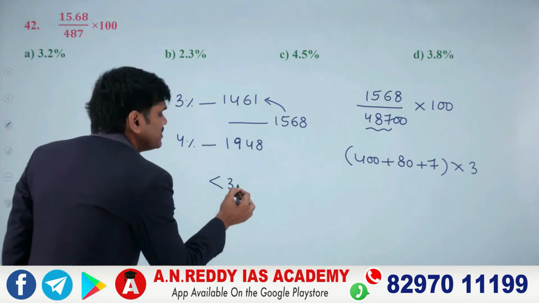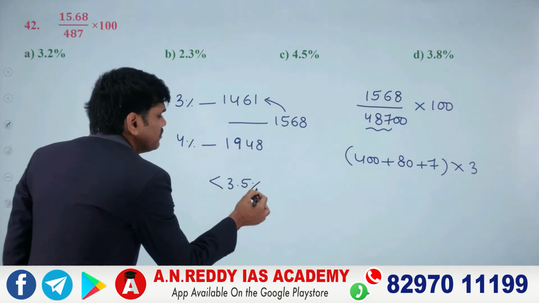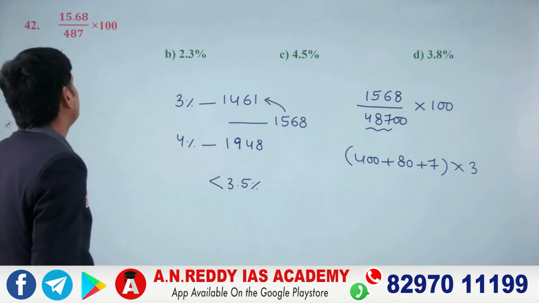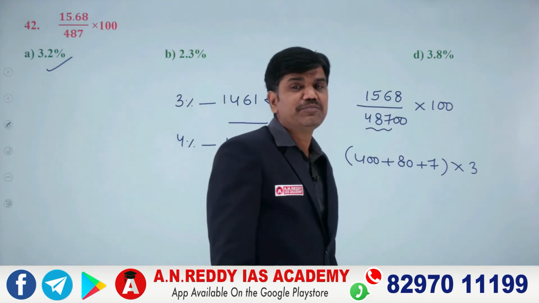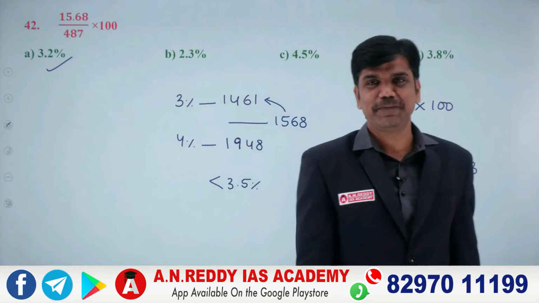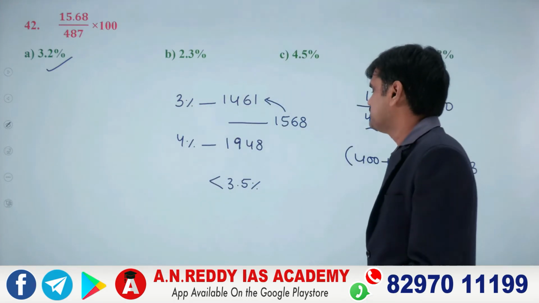less than 3.5%. So which option is less than 3.5%? Option A. Hence your answer has to be 3.2%. Right? Please make a note of that.